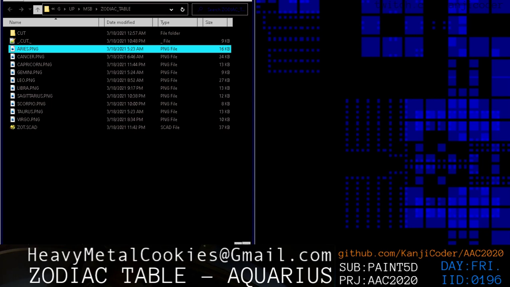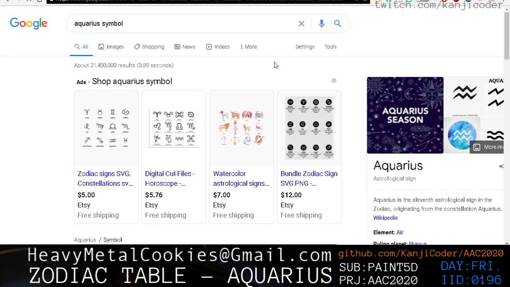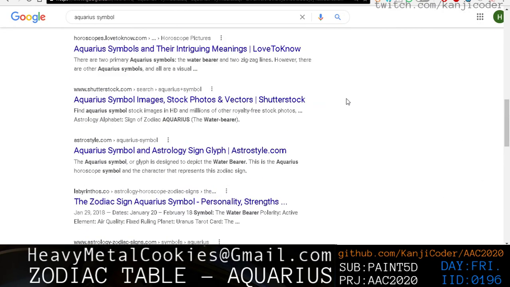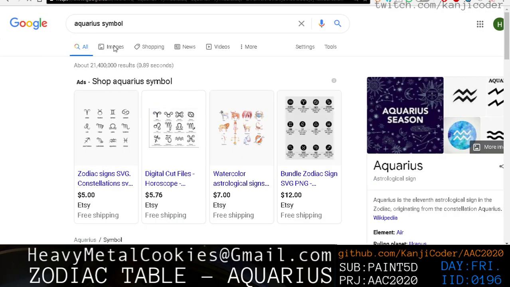Okay, we're gonna work on the Aquarius symbol. We're thinking just a zigzaggy kind of pattern for that. Let me see if I can find this in my history. Now we're gonna have to find it again. There's many ways you could draw this symbol, but I'm thinking some type of rounded zigzaggy pattern would be the easiest.